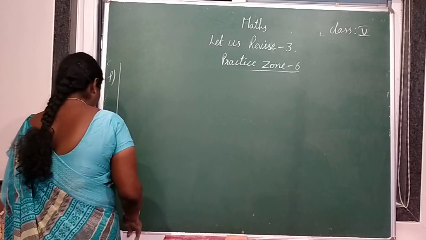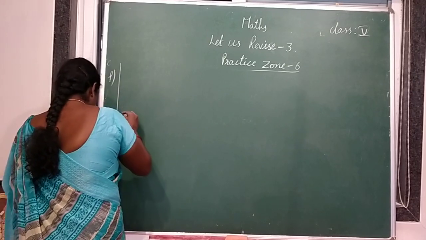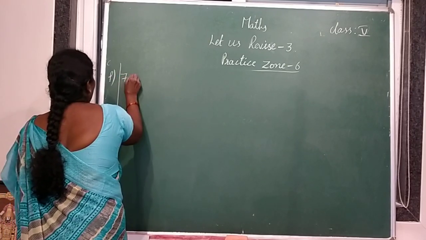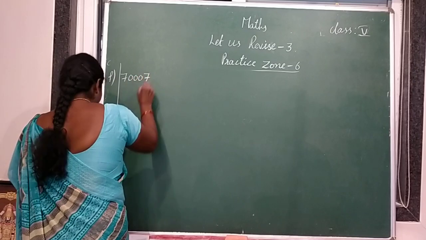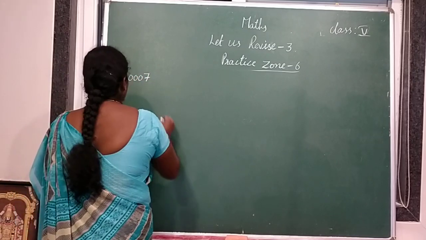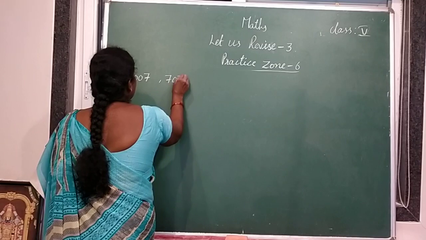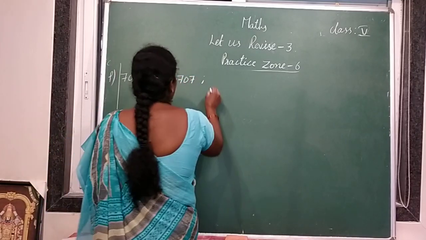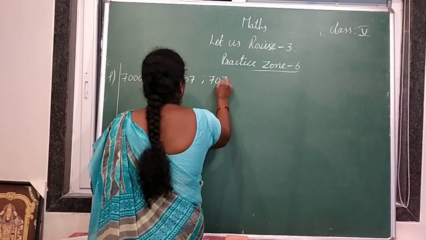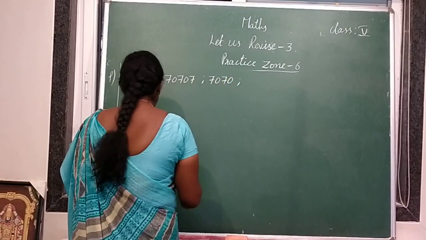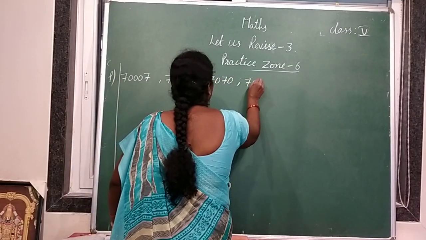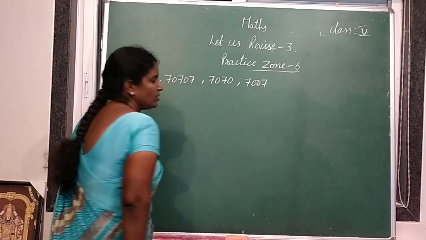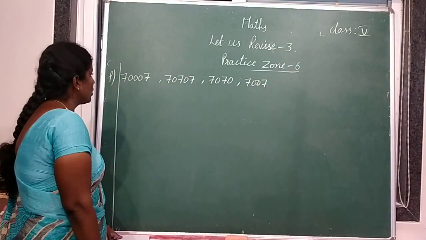F1. 70,007. 70,007. 70,707. 70,070. 7,007. 7,007. This is the question.